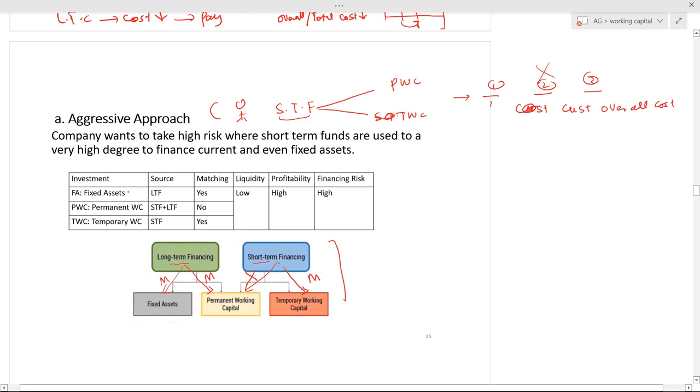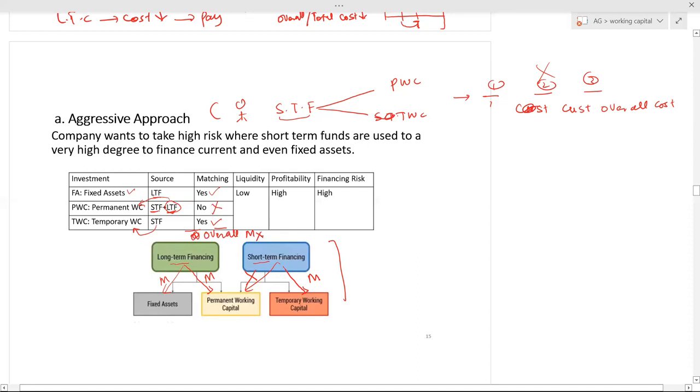So the source is that you are buying this fixed asset using this long-term fund, matching is yes. And the permanent working capital, if you're using just long-term funds to buy permanent working capital, matching should be followed, but you are also using some short-term funds. So matching is violated. And temporary working capital, you're using short-term funds to buy temporary working capital, matching is followed. So overall, matching is not followed. Okay.